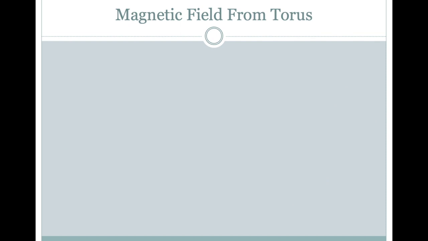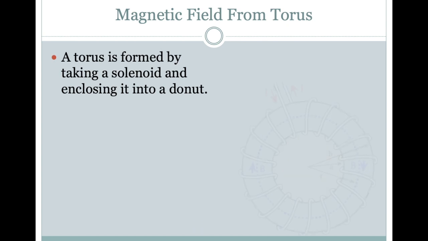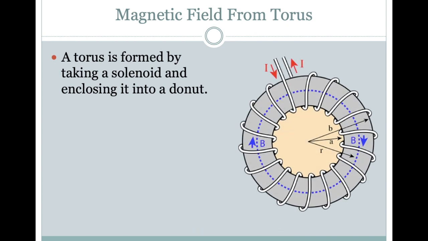Now let's figure out our last example, which is the magnetic field from a torus. A torus is formed by taking a solenoid and enclosing it into a donut. In a sense, I've taken 2 sides of the solenoid and brought one end to the other. Thus, I can do the same thing with my Amperian loop. Instead of having it be a straight edge, I take one end of my edge and bring it around to the other, thus forming a circle.